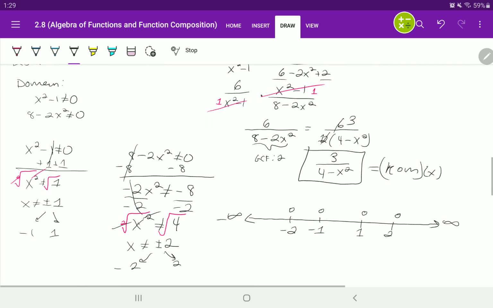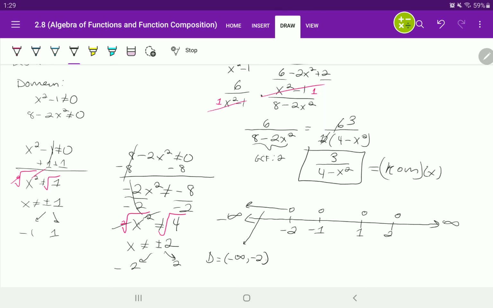And there's 5 parts to the domain. A part that goes from negative infinity to negative 2. A part that goes from negative 2 to negative 1. From negative 1 to positive 1. From positive 1 to positive 2. And from positive 2 to infinity.